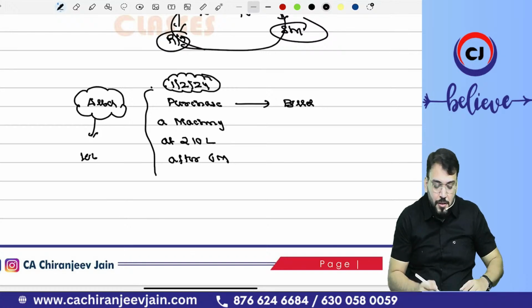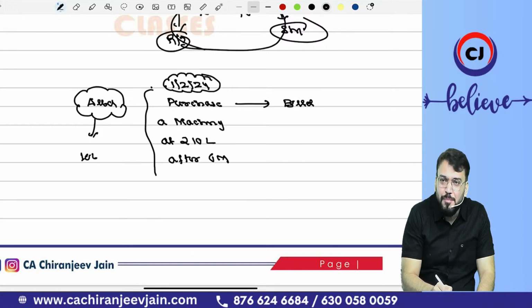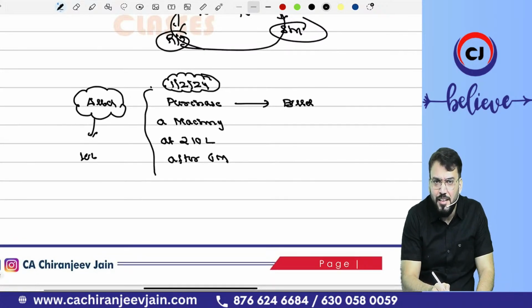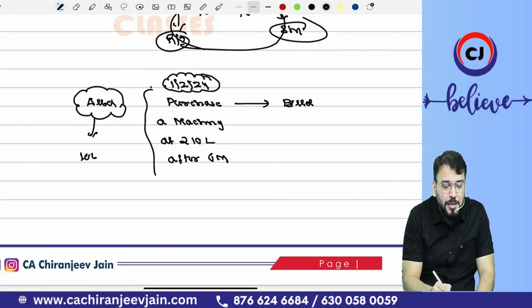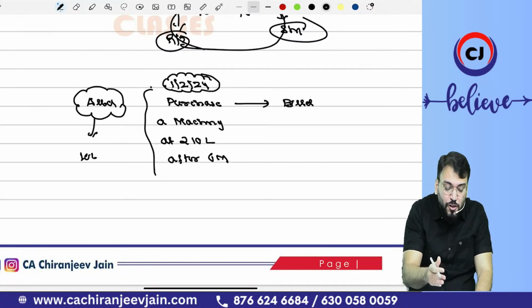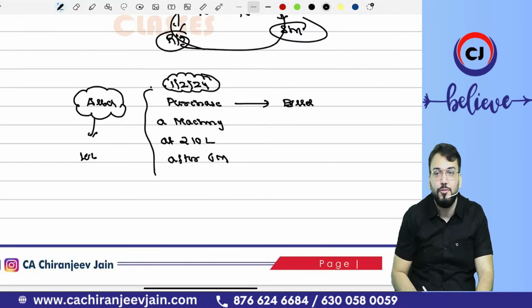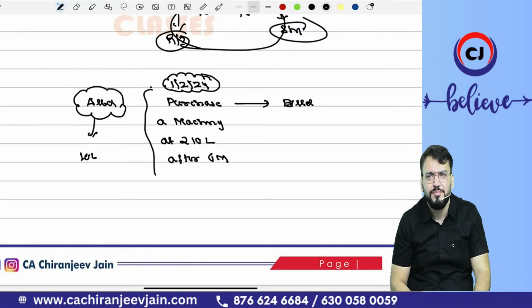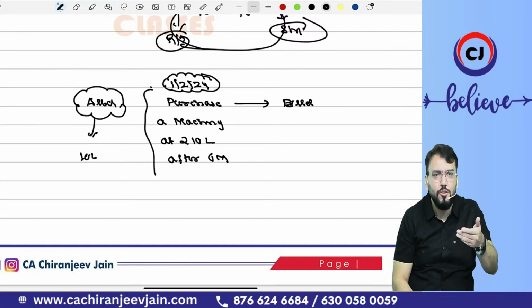Whether A Limited should create a provision or liability of rupees 10 lakh on 30 for the year ended 31st March 2024. Yes or no? How many are saying no? How many are saying yes?